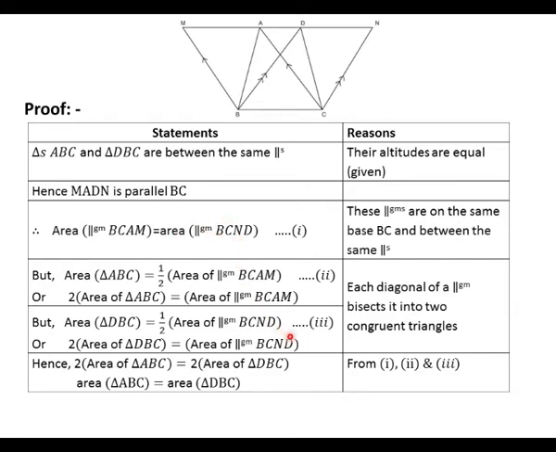I use equation 3 and I am replacing it as 2 into area of triangle DBC. Both 2's will be cancelled from the left hand side and right hand side of this equality, and we will be left with area of triangle ABC is equal to area of triangle DBC. This was to be proved and this has been proved.